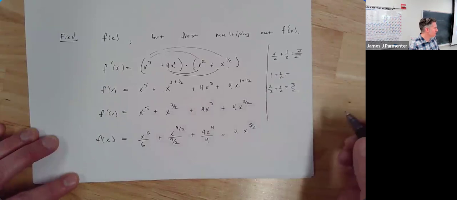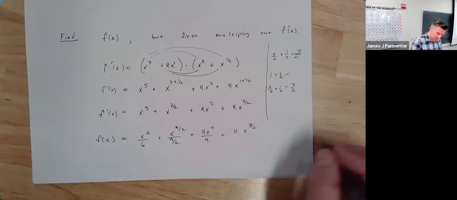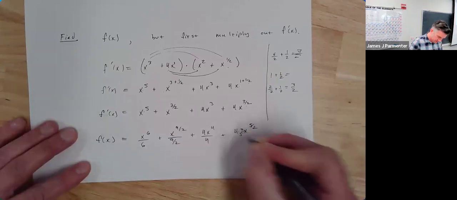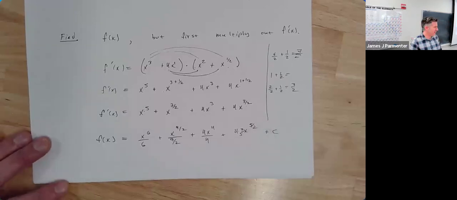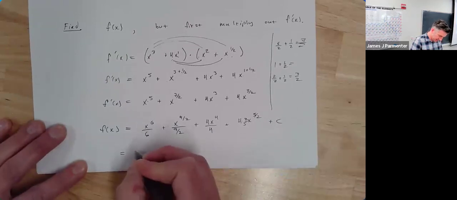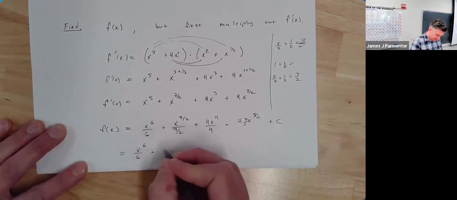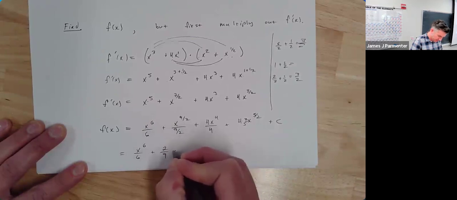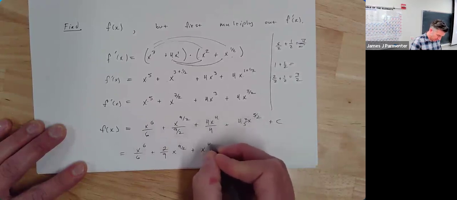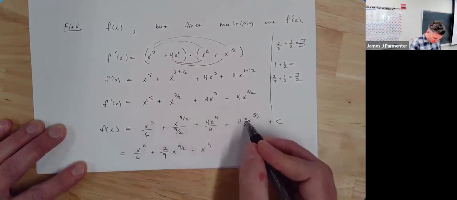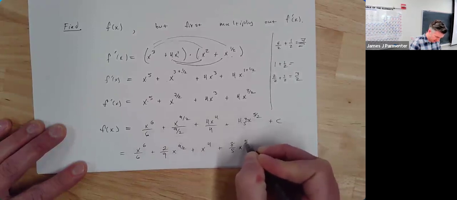And eventually you're going to do this enough that you're going to get tired of dividing by a fraction. You say, okay, instead of dividing by 5/2, I know I'm going to end up multiplying by 2/5, which looks terrible the way I've written it. Sorry. But we're going to simplify it anyway. So then we're going to rewrite this as x to the 6th over 6. Dividing by 9/2 is the same as multiplying by 2/9 times x to the 9/2. 4x to the fourth divided by 4 is just x to the fourth. And finally, 4 times 2/5 is 8/5 times x to the 5/2.